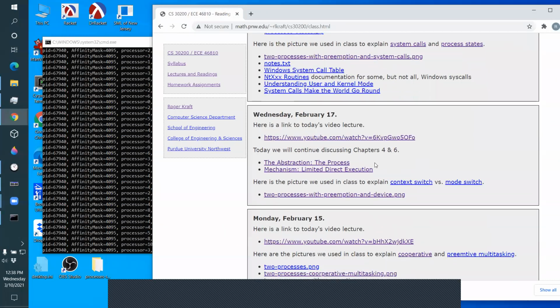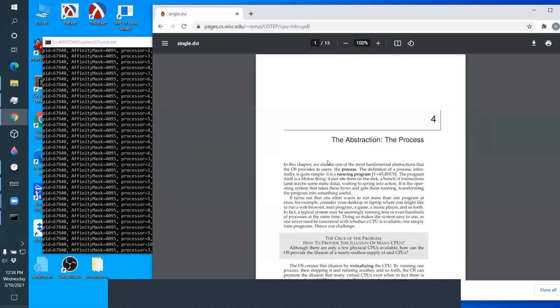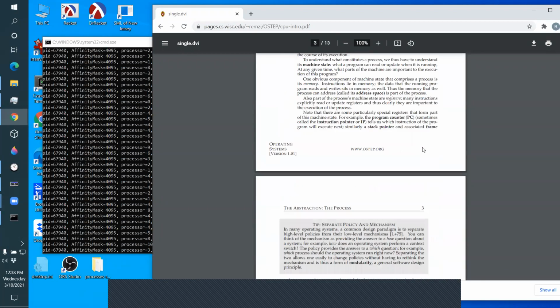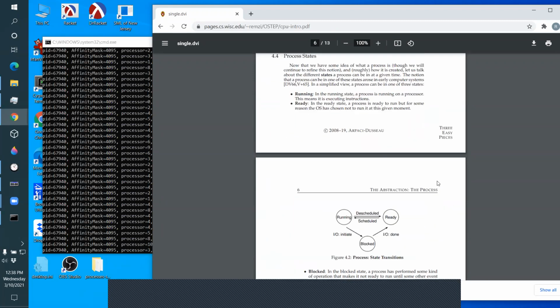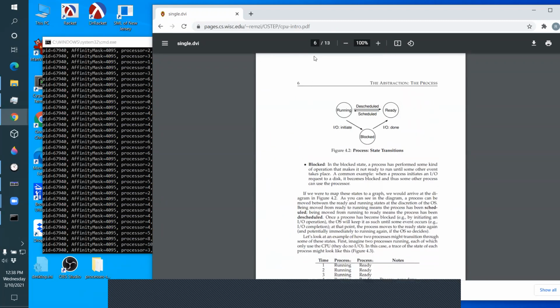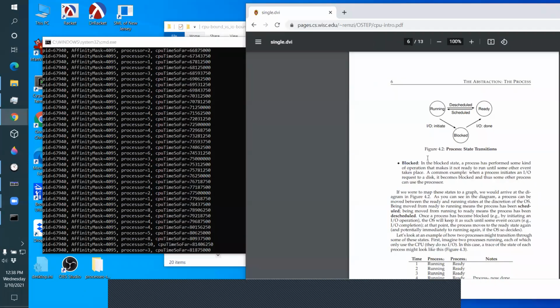Where's the book's picture? Oh, I think it's that picture there. Okay, the bouncing happens when you go from running to ready. Then you're in the ready queue. When the CPU scheduler is ready to put you on a CPU, sometimes it puts you on a different CPU. So what's going on between bouncing back and forth? How is the scheduler deciding?